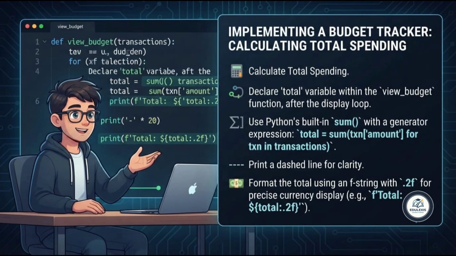A fantastic feature for any budgeting tracker is displaying the total sum of all spending. Right below our display loop, still inside the view function, we calculate this value. We create a variable named total and use Python's built-in sum function alongside a quick generator expression that grabs that amount field from every dictionary. We then print a neat dashed line separator, followed by our final total spending output. Notice the .2f symbol inside our f-string formatting block. This tells Python to round our currency calculation precisely to 2 decimal points, making it look professional.